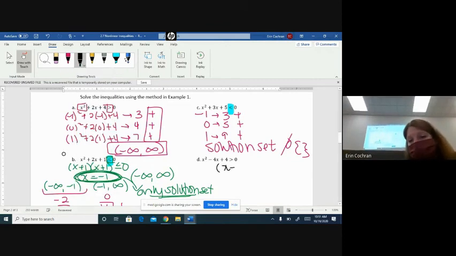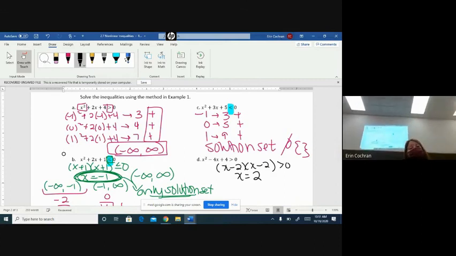X minus 2 times x minus 2. So x would equal what? 2. So what are my intervals? Negative infinity to 2 and 2 to positive infinity, right? Okay.